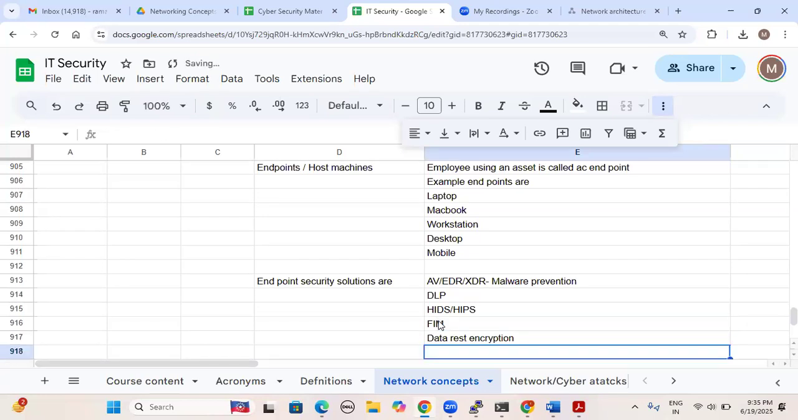Data at rest encryption, or otherwise encryption. For example, maybe you're traveling from X to Y location and you are going by bike, or by bus, or by metro train. Unfortunately, you forgot your laptop.